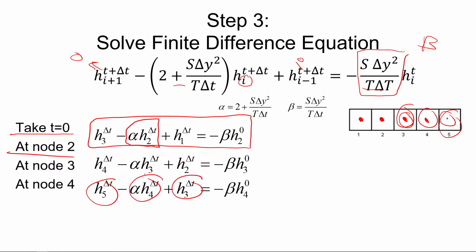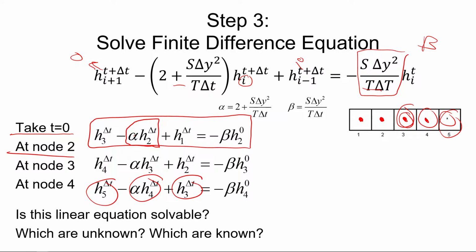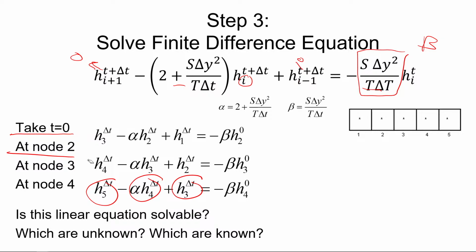Yeah. So now I have, is this linear equation solvable? Which are the known and which are the unknown? Yes, these linear equations are solvable, because I have 3 equations with 3 unknowns. My 3 equations are for each node, for this node here, this node here, this node here.